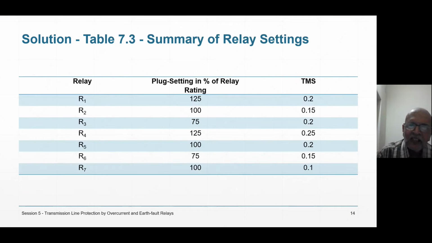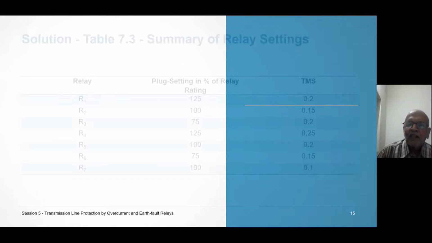We are summarizing the settings that we have done. Plug settings: R1 125%, R2 100, R3 75, R4 125, R5 100, R6 175, R7 100. TMS: R7 0.1, R6 0.15, R5 0.2, R4 0.25, R3 0.2, R2 0.15, R1 0.2. This is just a summary of what we have done.